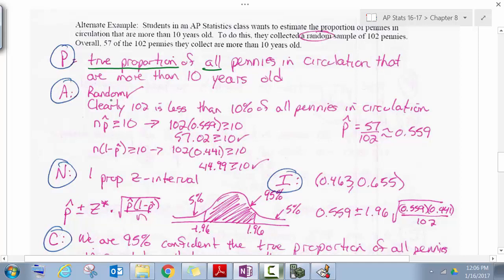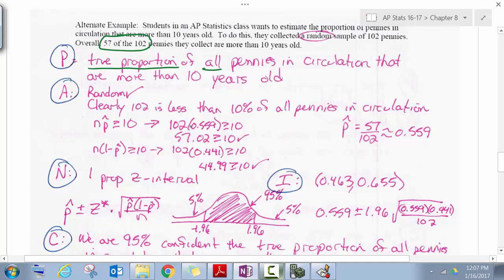Then our assumptions and conditions. It's random, because it says it's random. Clearly 102 is less than 10% of all pennies in circulation, by a long shot. Then we do our n times p hat. Well, p hat we have to find still. We look at the number of pennies that we collected that are of the proportion we want. 57 out of 102 are more than 10 years old, and that's what we're looking for. So 57 over 102 is about 0.559. I rounded a little bit, and that's okay.